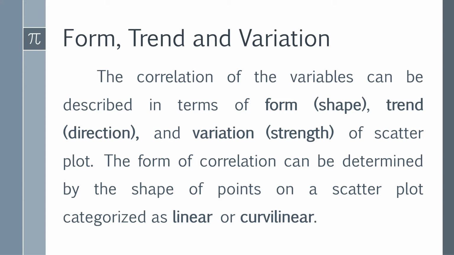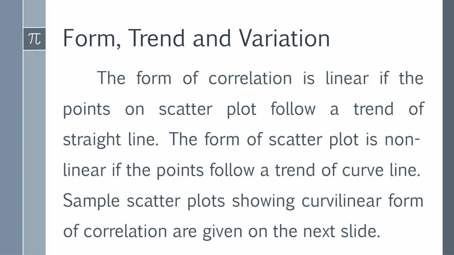The form of correlation can be determined by the shape of points on a scatter plot, categorized as linear or curvilinear. When we say linear, it falls in a straight line. When we say curvilinear, it falls on a curved line. The form of correlation is linear if the points on a scatter plot follow a trend of a straight line, as I have said a while ago, while the form is nonlinear if the points follow a trend of a curved line. Sample scatter plots showing curvilinear form of correlation are given on the next slide.